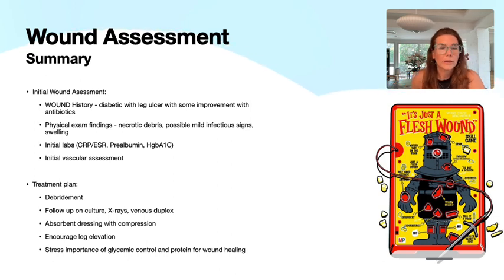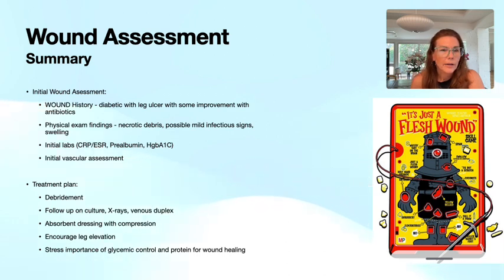Okay, so let's summarize this patient in kind of a little nutshell. From the history, you know we've got a diabetic leg ulcer that's had some improvement with antibiotics. On exam, you see that there's necrotic debris, possibly some mild infectious signs still though, and some swelling. Initial labs are significant for a mildly elevated CRP, ESR, a low prealbumin, and a high A1C. Your initial vascular assessment, not really particularly concerning for arterial disease, so you'll probably hold on getting an arterial duplex, but you do see some swelling, so considering the venous duplex.